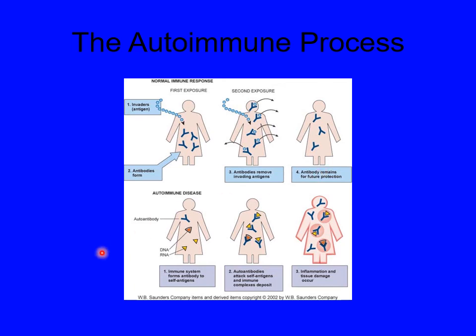Now, the autoimmune response: the immune system forms antibodies to self-antigens, and that's not normal because you don't want things that are anti-self. Now, those auto or self-antibodies attack self-antigens and immune complexes deposit. These are what deposit in tissues. This is your type 3 reaction we just went through, and inflammation and tissue damage occurs. So that's the autoimmune response.